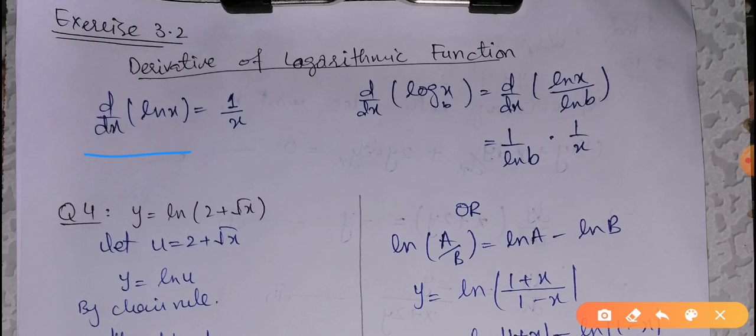So here we have the derivative of ln of x, which is 1 over x. This is derived with the help of the definition, but we are not going into the derivation. We are just going to use the result that the derivative of ln of x with respect to x is 1 over x.